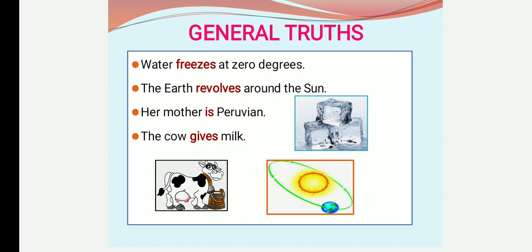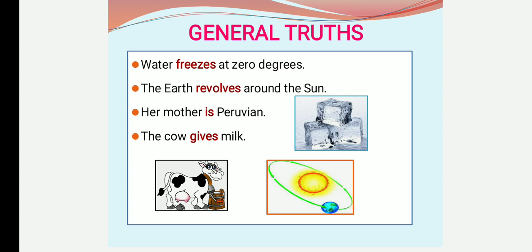General truth. So we use simple present tense to express the general truth which is accepted by all people. We all know that water freezes, that means it converts into ice when the temperature is 0 degrees. So water freezes at 0 degrees. The earth revolves around the sun. Not only the earth, all other planets revolve around the sun. So it is a general, universal truth.